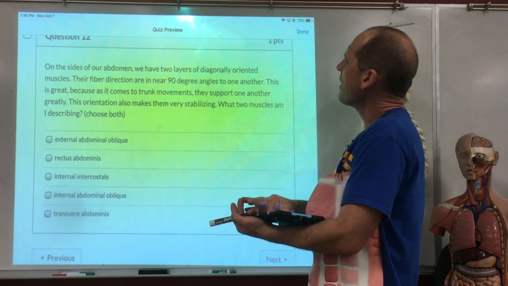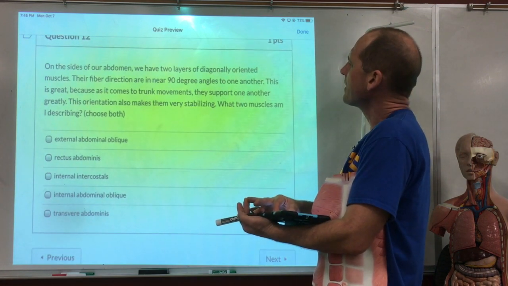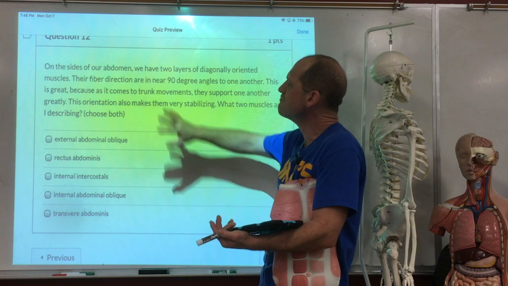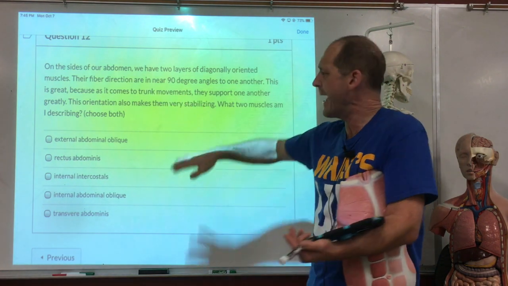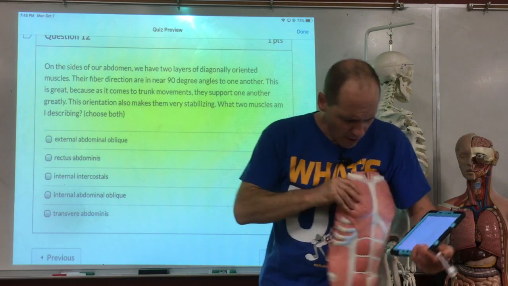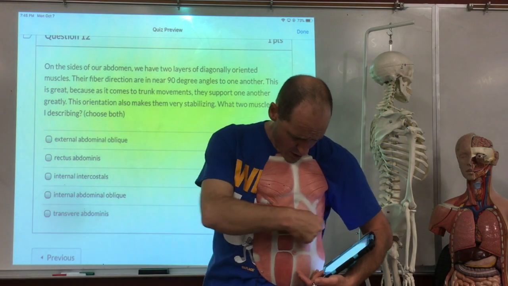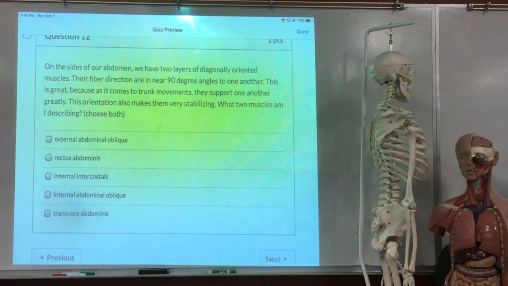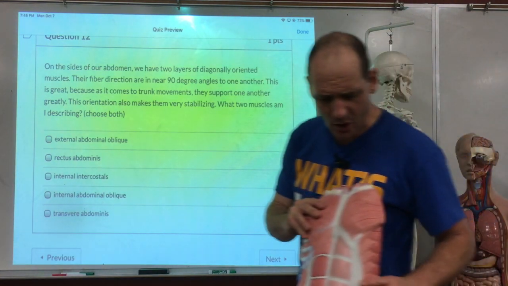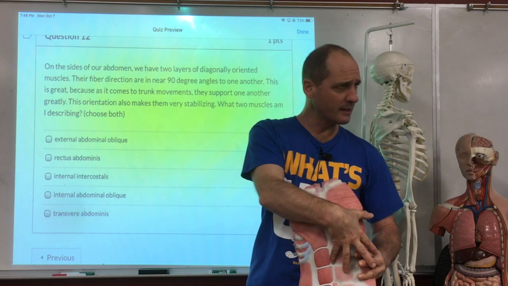On the sides of our abdomen, we have two layers of diagonal oriented muscles. The fiber directions are more or less 90 degrees, depending sort of on which part of the muscles we're looking at. But more or less one goes this way, the other one goes this way. They go across one another like that.